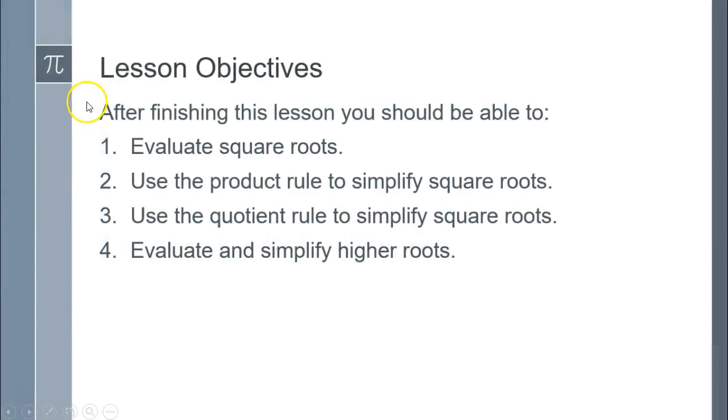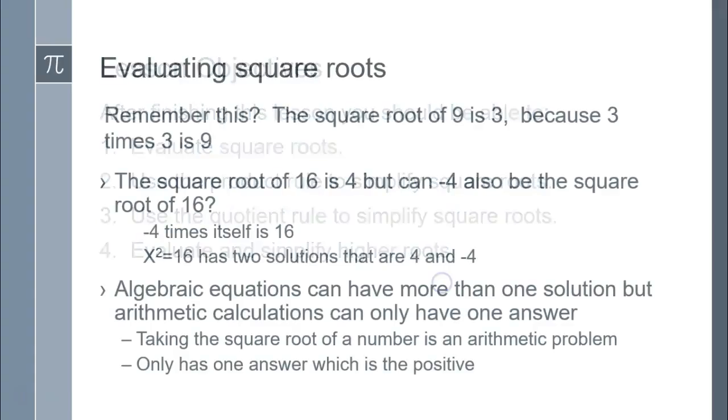Our lesson objectives are so that after you're done with this lesson, you should be able to evaluate a square root. In other words, simplify it. The square root of 4 is 2. Use the product rule to simplify square roots, knowing how to break them up, and using the quotient rule to simplify square roots. You should also be able to evaluate and simplify higher roots, third roots, fourth roots, fifth roots, and have a general understanding of what a root means and what the index means.